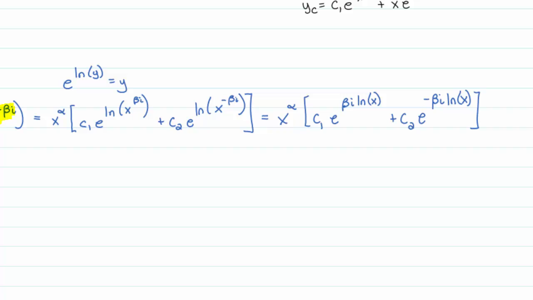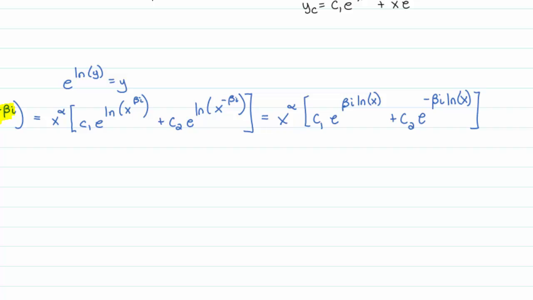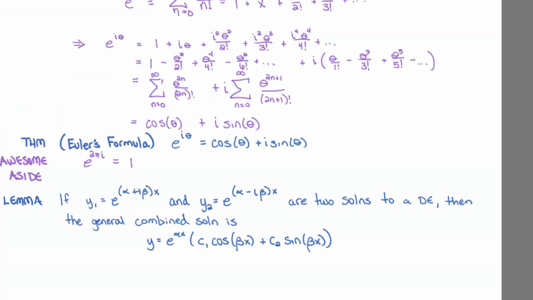Now, this should be somewhat familiar. We did something in the past. I want to say it's like section 4.2, maybe I could find it really quickly. It's 4.3. A lemma right after we learned Euler's formula: if you have two solutions, e to the alpha plus i beta x and e to the alpha minus i beta x, then we can combine them, right?